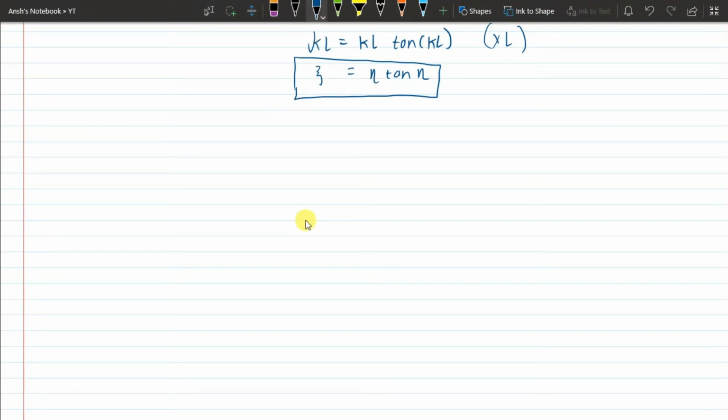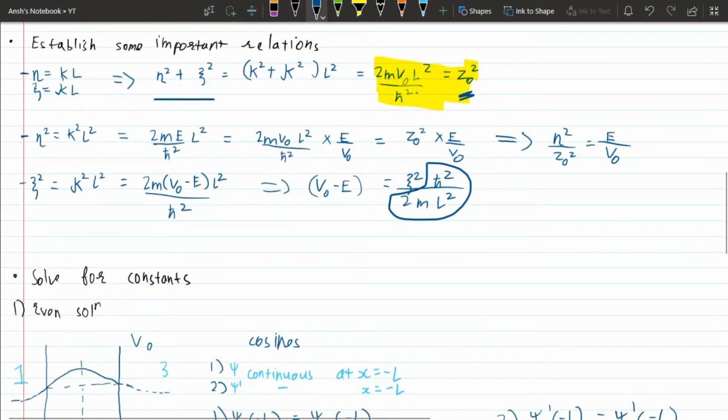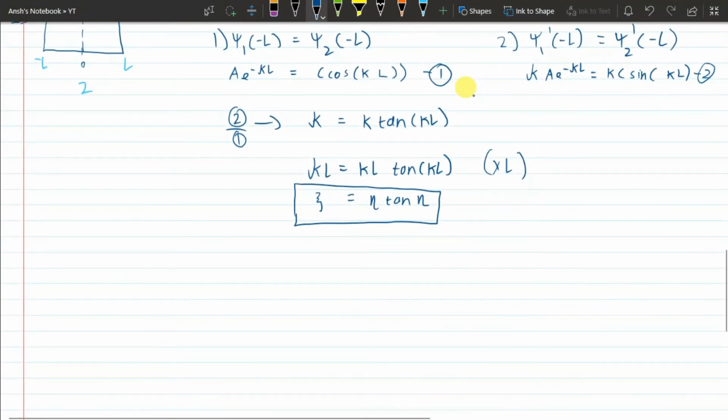So we have one relation for two variables, but to solve for two variables you need two equations. Another equation comes from another relation that we derived right here. We know that eta square plus xi square equals z naught square. So let's write that down here: xi square plus eta square equals z naught square.